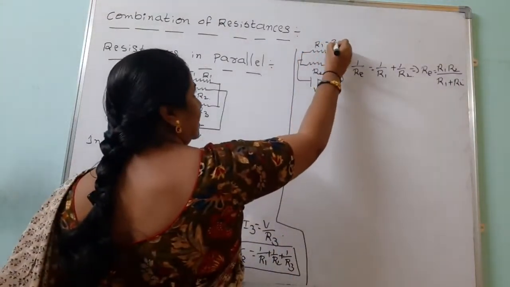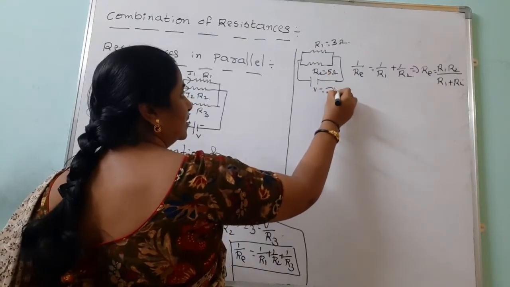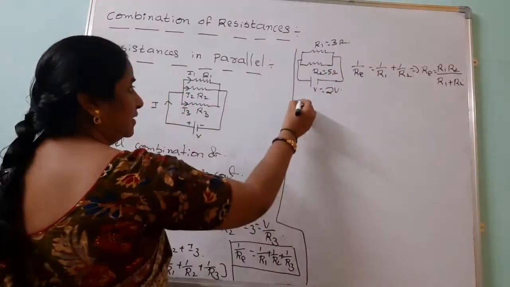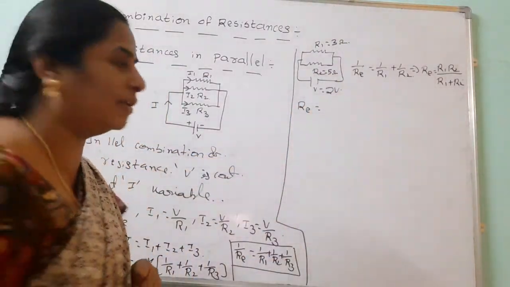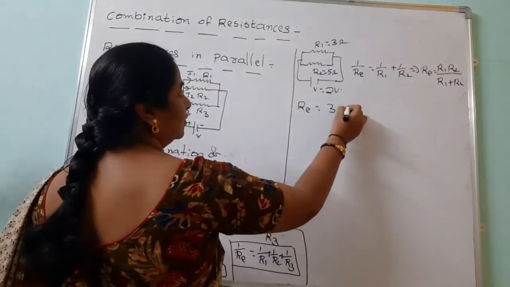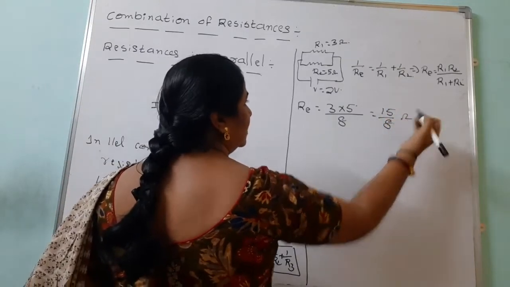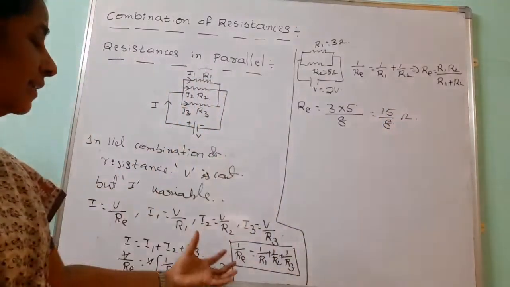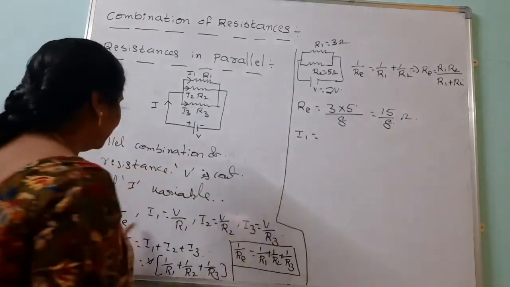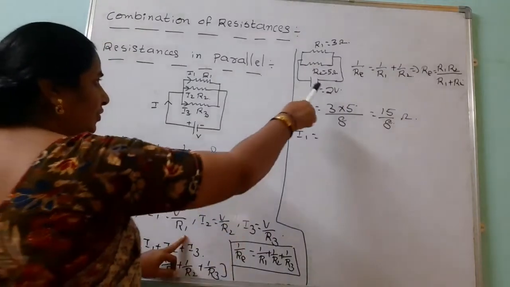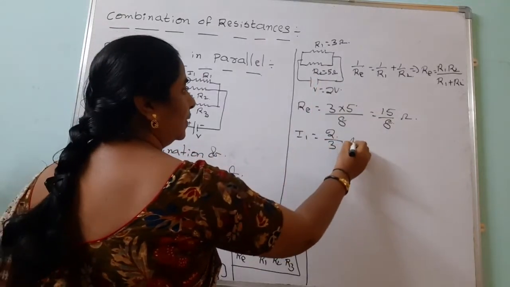Suppose this is 3 ohms and this is 5 ohms and the supply is 2 volts. Then how to find the effective resistance? Here R effective equals, directly we can use R1 R2 by R1 plus R2. So 3 into 5 by 8, 15 by 8 ohms. This is the effective resistance. Based on this, we can find the current also. Current across the first resistor I1 equals V by R1. Already we know that V equals 2 volts, R1 equals 3 ohms.